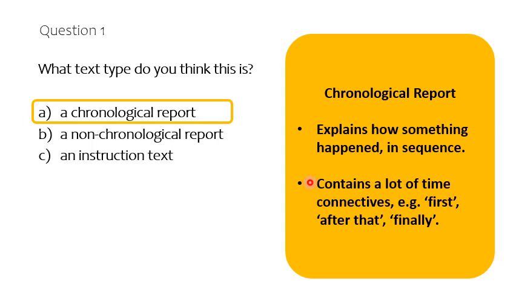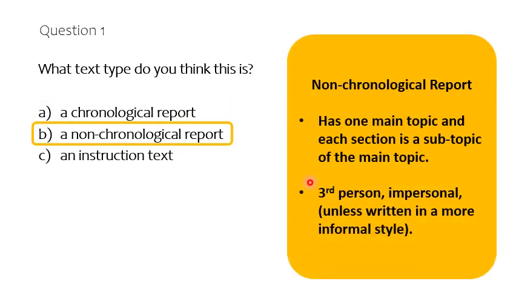Secondly, non-chronological report. One of these is laid out so that it has one main topic, and then each section is a subtopic of that main topic. I suppose our text was kind of laid out like that. But non-chronological reports are also usually written in the third person and are impersonal, unless they are written in a very informal style, maybe for children. This Zoom text was quite semi-formal, and it also contains the word you quite a lot. There's quite a lot of that in there.